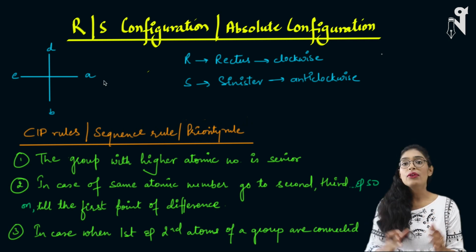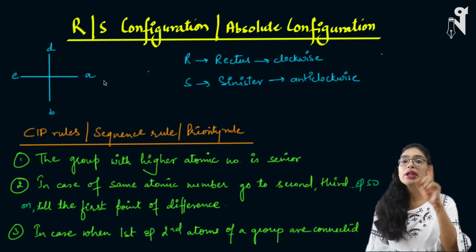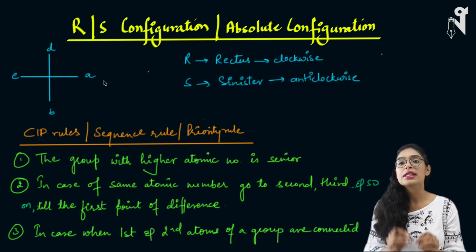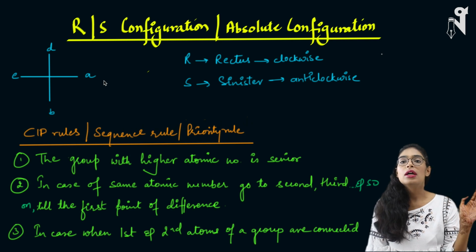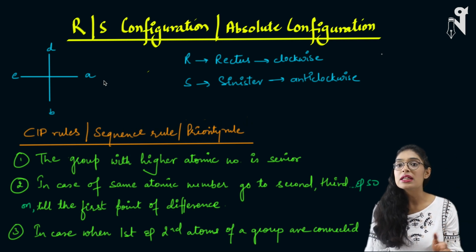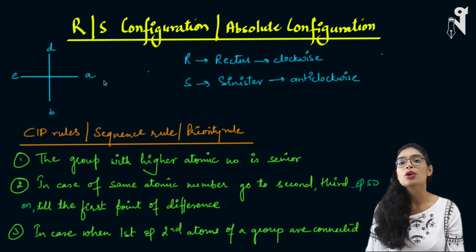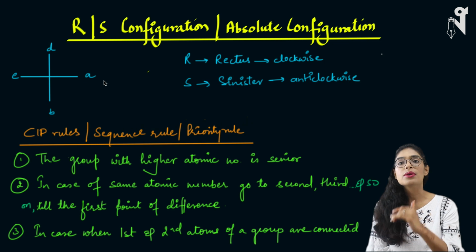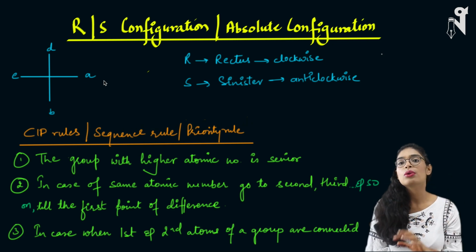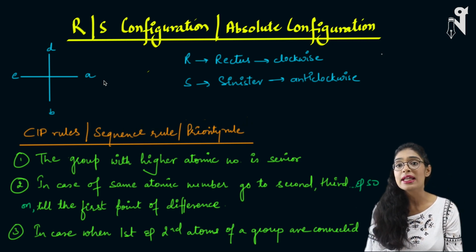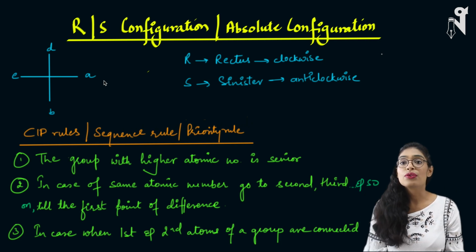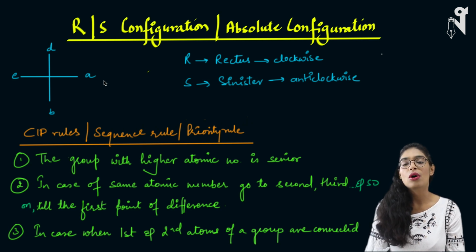Now, when we are talking about R and S, I hope you can recall what we have learned in E and Z. We have done E and Z configuration in geometrical isomerism, and there we had a set of rules to give priority to the groups attached to the carbon. Then accordingly we gave the numbers 1, 2, 3, 4 to the attached groups, and then we decided whether the molecule is E or Z. So we will be using the same set of rules here to determine the configuration as R or S.